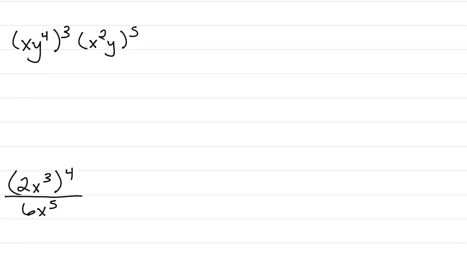Here's the next problem. Here I have two things to simplify. So first let's put in the ones to make sure we don't forget them. And let's clear the parentheses. So I've got x to the third, y to the 12th, and then x to the 10th, y to the 5th. Again, I'm just using the multiplication rule.